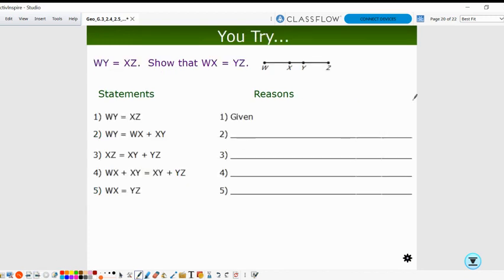You try the next proof. This is on segments. WY equals XZ. So this segment is equal to this segment, so I'm going to mark it that way. Show that WX is equal to YZ. So let's see, we have YW equals XZ. That's given. YW is equal to WX plus XY. This is segment addition postulate.